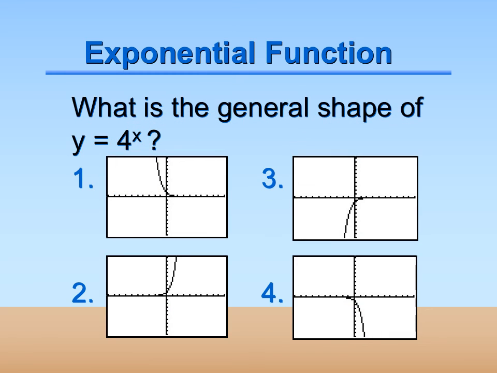So let's try an example. What is the general shape of 4 to the x? So 4 is greater than 1, which means it's going to go up to the right. It's not negative, so it's going to be going up. So up and to the right would be number 2. What about negative 4 to the x? Well, remember, when it has a negative in front of it, it's going to flip it upside down, but it's still going to be going to the right, which is number 4. What about 1/4 to the x? So your a value is now a fraction, which means it's going to go up to the left, which is number 1.